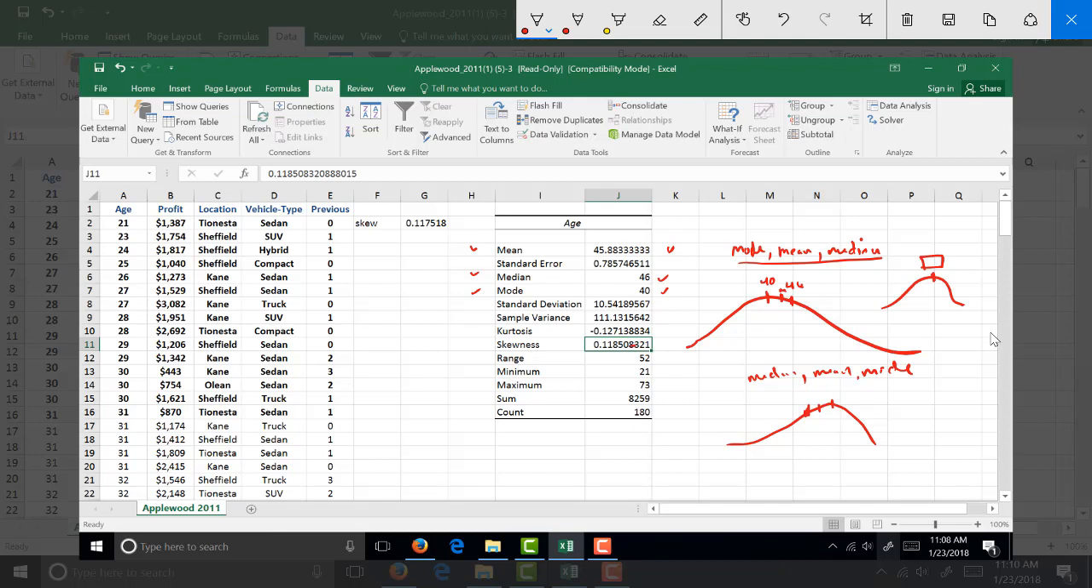So since we have this difference, we know we have some sort of skewedness. Well, looking at these, because of the order, our mode is greater than both the mean and median, that means our high point is to the left of our curve, so that means we have that long drawn out tail to the right, which means it's positive. And how positive? It's 0.118. Now that's not too far away from 0, so it's not too skewed.